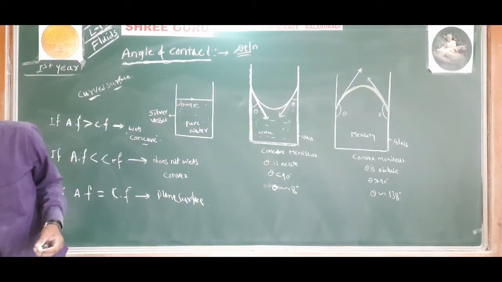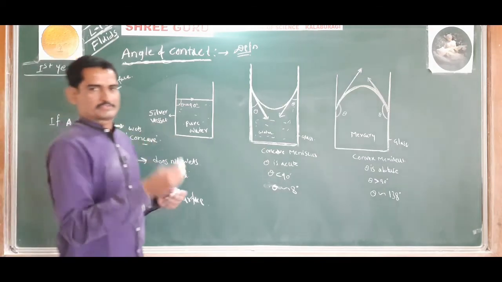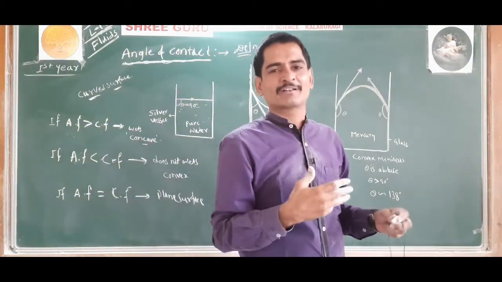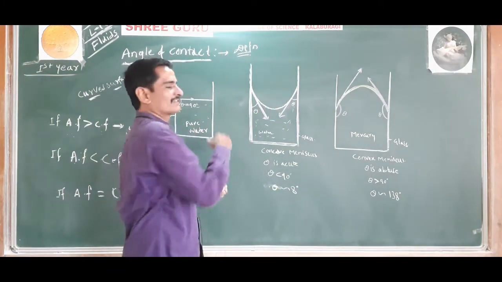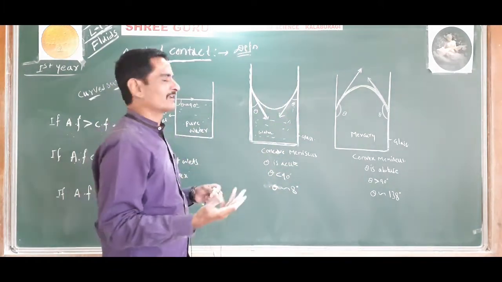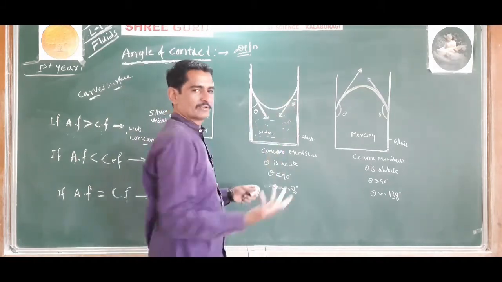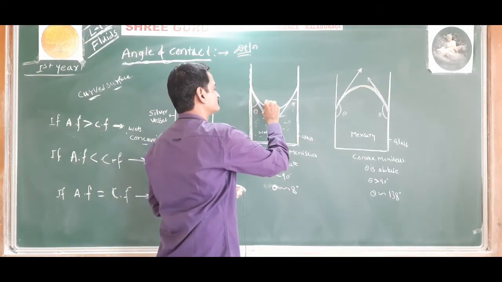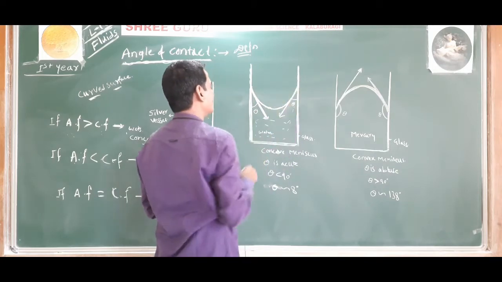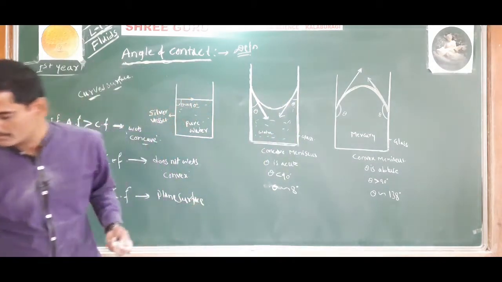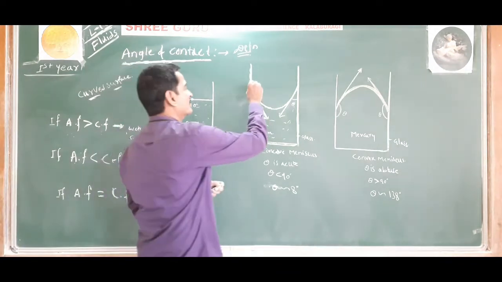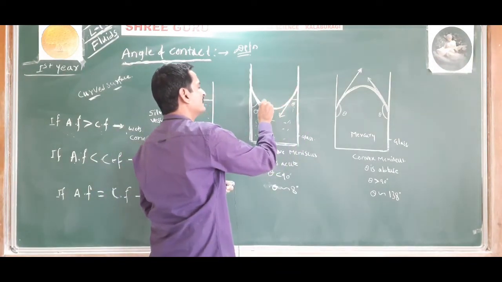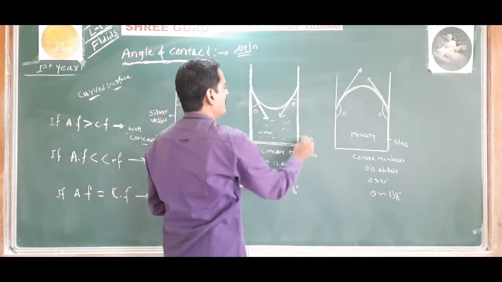When you view it through a microscope, it looks like this. If you see it ordinarily, it won't be like this one. It will appear like a plane. Practically, when this tube is very, very small, we will tell in the next concepts. Now this is the free surface of the liquid, free surface of water, and this is the glass surface.